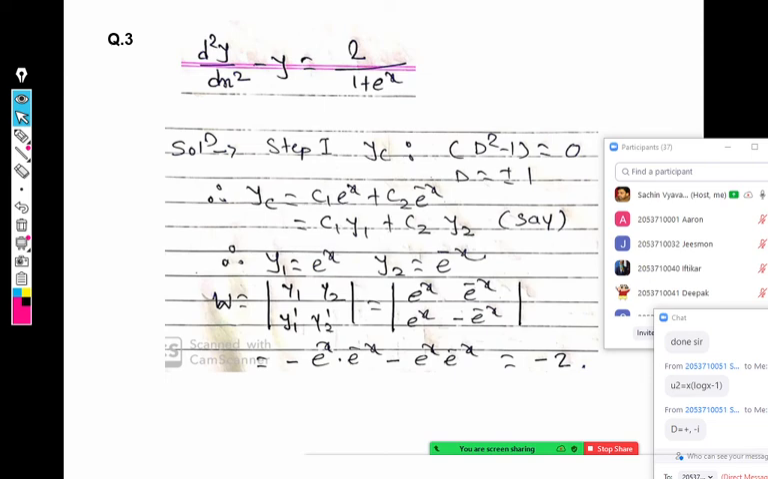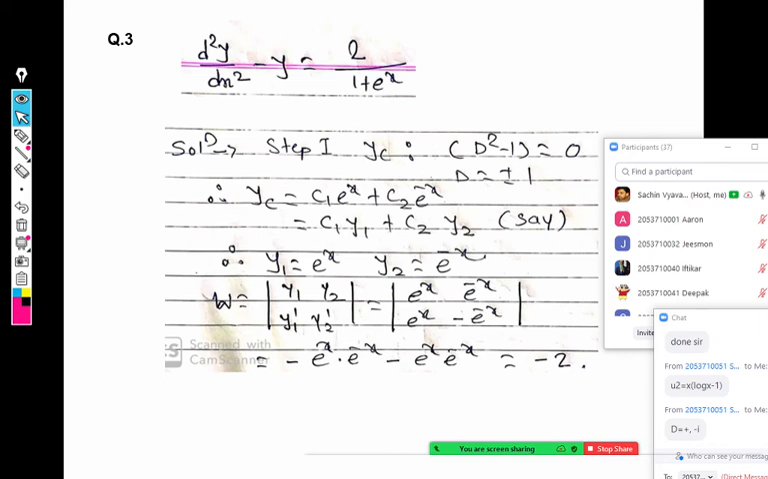So it is D squared minus 1. As D squared minus 1, plus or minus 1 are the roots. So yc is c1 e raised to x plus c2 e raised to minus x. So y1 is e raised to x, y2 is e raised to minus x. Your y1, y2 can be interchanged. But remember the final answer yp will be the same. In between you have little interchange of values.